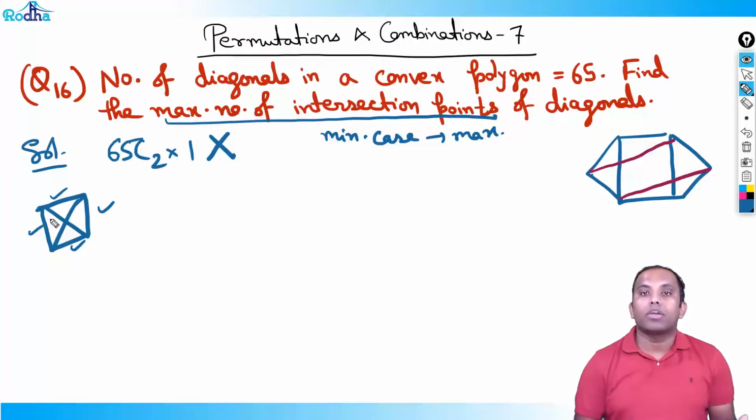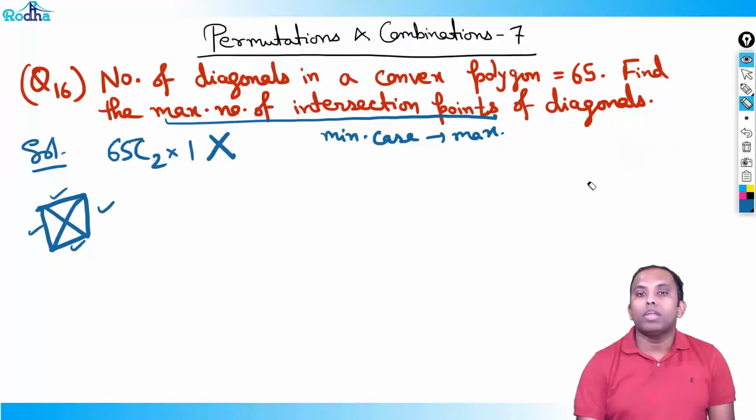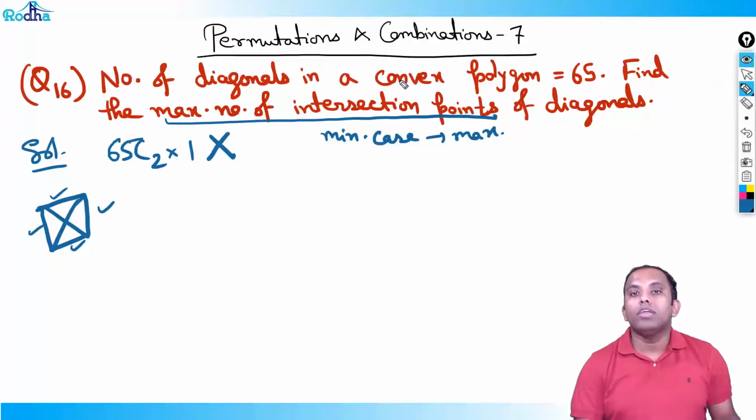In triangles it won't occur, because in a triangle there is no diagonal. That means it starts from the quadrilateral. That basically means the intersection points of diagonals depend on the number of sides of the figure.